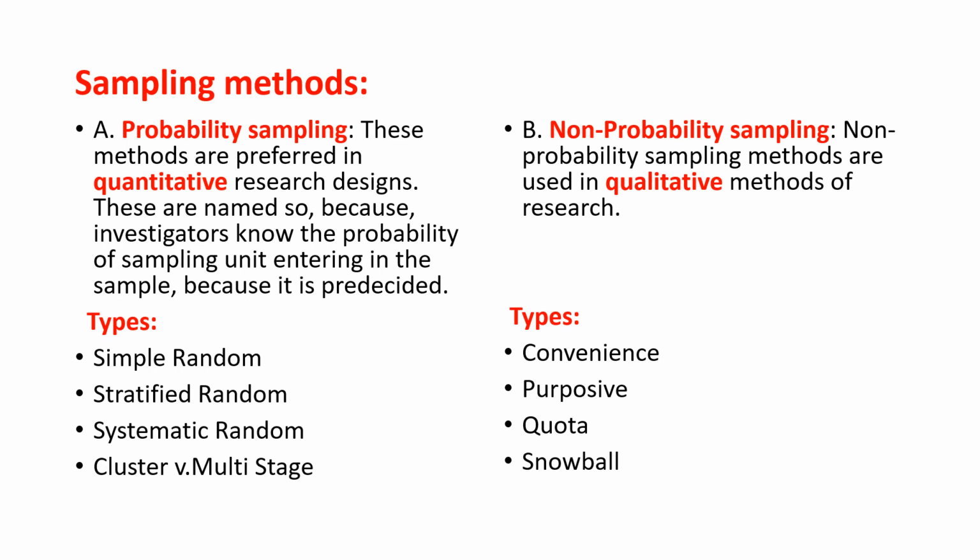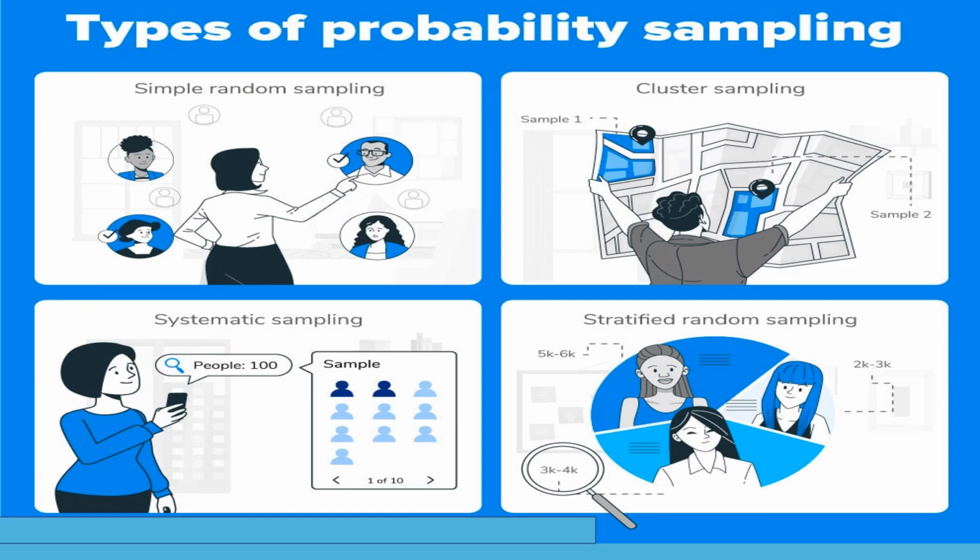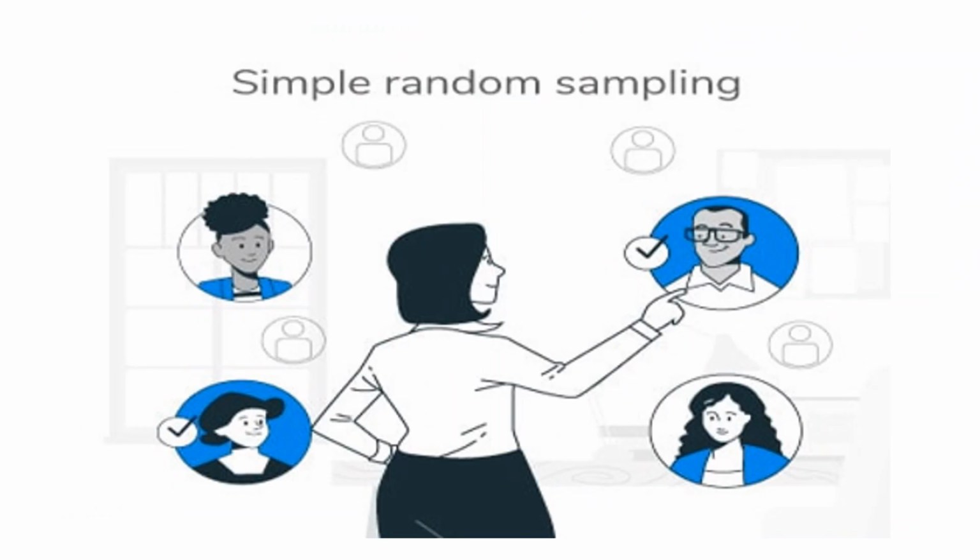typical method of selection. So in the probability sampling, we have simple random sampling, stratified random sampling, systematic random sampling, and the cluster as well as the multi-stage sampling. In the non-probability sampling, we have convenience sampling, purposive sampling, quota sampling, and snowball sampling. Let's have a look at each of these.